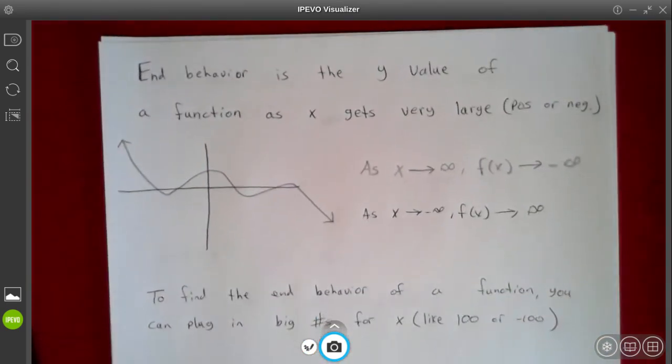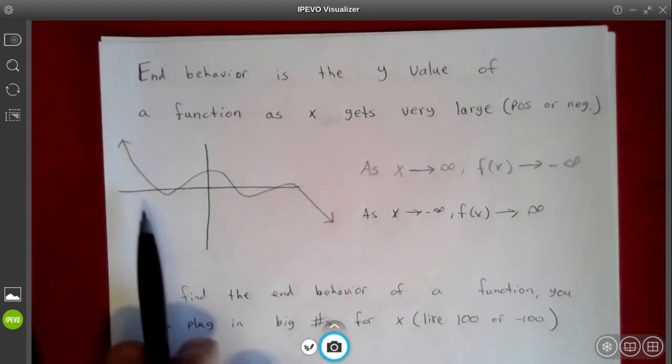So the end behavior of a function is going to be the y value of the function for large values of x. Okay, so as you plug in bigger and bigger numbers for x, what's happening to the y values? That's what we're looking at. Whether the y values are decreasing or increasing, where are they headed? That's the question we're trying to answer.